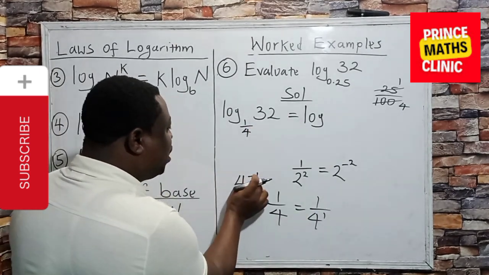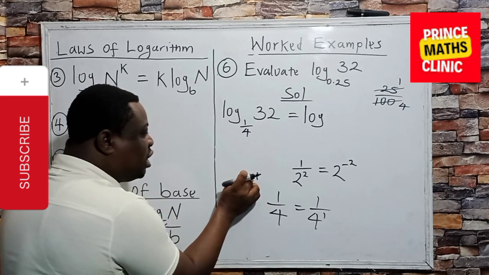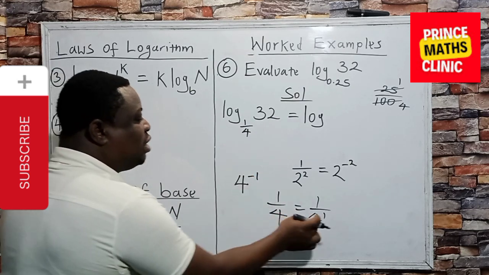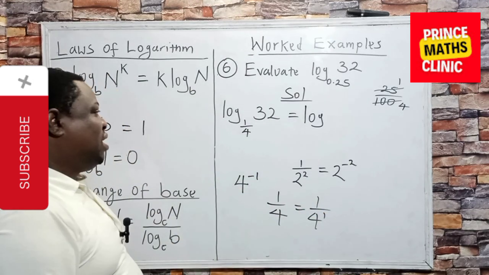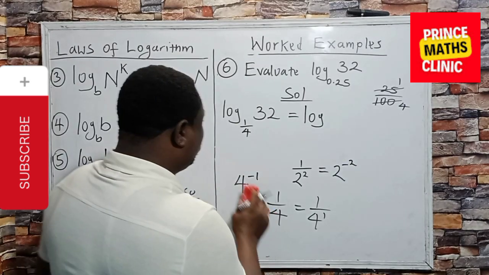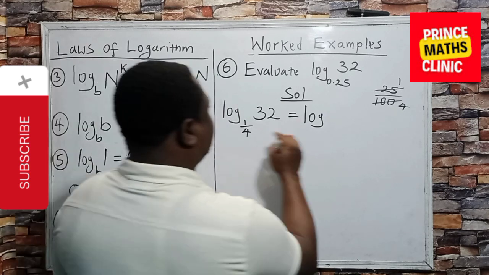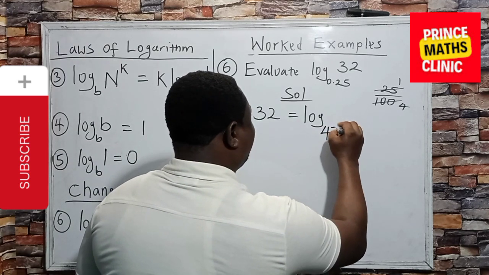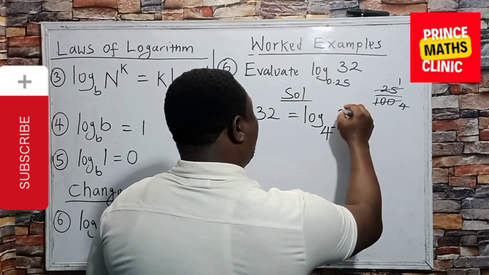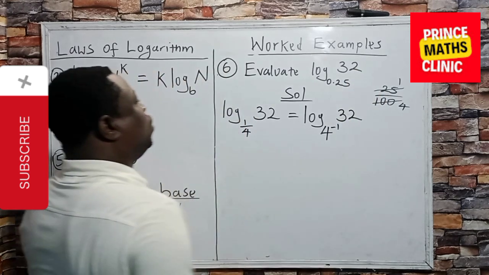Good. So you can express it like this. This division here is the reason for this negative power. Then this 1 is what you have here. Good. So I want to express it like that. 4 to the power of negative 1. Then the log is 32.